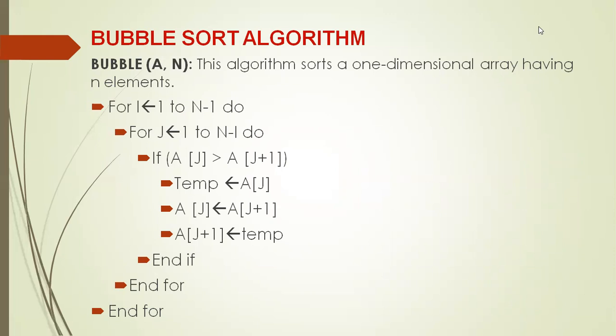In the first pass, the number of comparisons that take place will be how much? n minus i. When i equals 1, 9. In that case, in the first pass, 9 comparisons are involved. In the second pass, when i equals 2, 8 comparisons. In the third pass, 7 comparisons. In the fourth pass, 6 comparisons. So as the pass number increases, the number of comparisons keeps decreasing because already some part of the array is sorted.